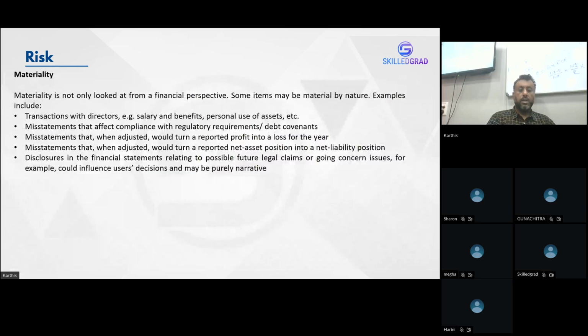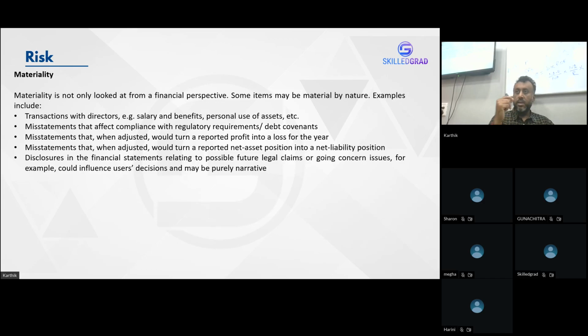Good. So what is material is not only from a financial perspective. There could be a non-financial perspective also. Transactions with directors: if a director personally uses a company car for his own benefit, that is a material thing. Also, misstatements that affect compliance with laws or debt covenants, such as breaching a debt equity ratio that the banker has required to be maintained.